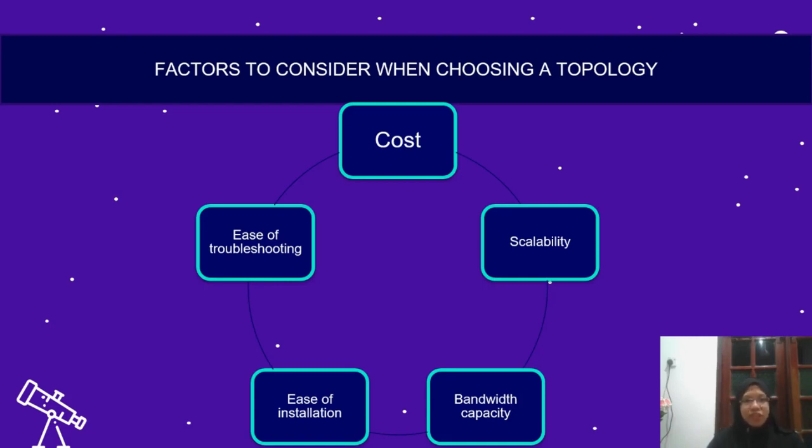First, cost. Both the initial installation cost and ongoing maintenance cost. Second, scalability. Whether or not the topology has the capacity to grow to meet your long-term needs. Third, bandwidth capacity. Make sure that an implementation of the topology can handle your traffic requirement. Fourth, ease of installation. The easier the network is to install, the more likely it will go right the first time. Fifth, ease of troubleshooting. Downtime is expensive and directly impacts the bottom line.